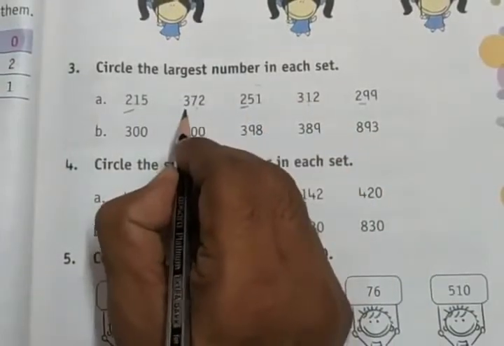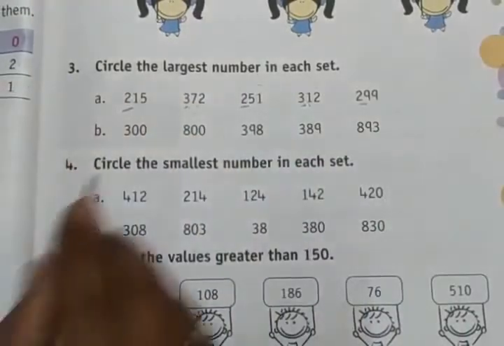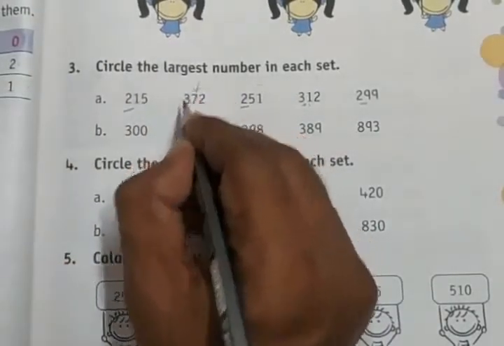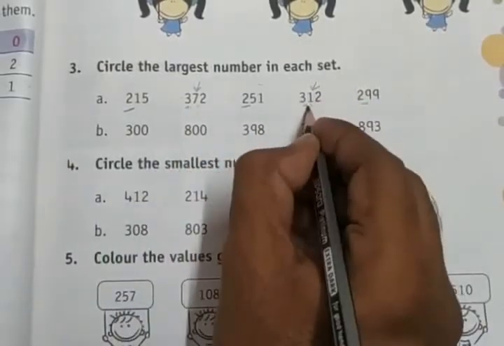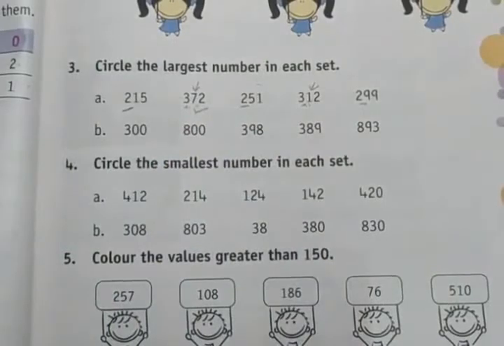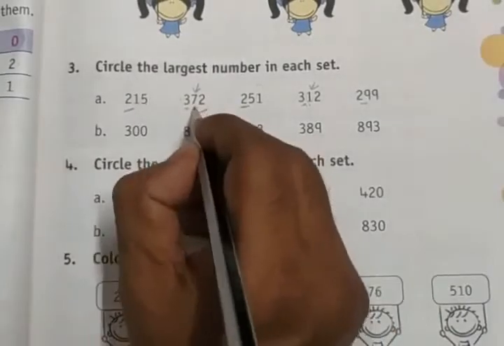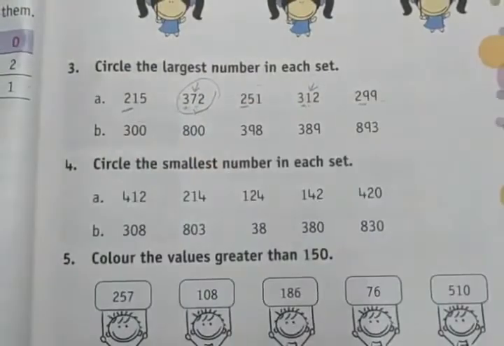This is 300, here also 300. The 100 place is same. We need to move on to the tens place. Here 7, here 1. So that we can say this is the largest number in the given set of numbers. That's it. Very logically it is correct. 372 is the bigger number in the given set.